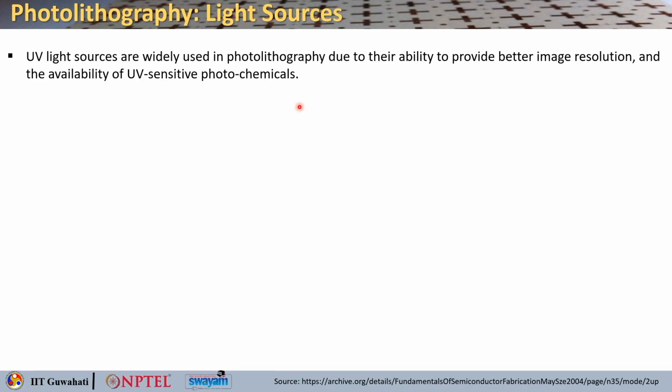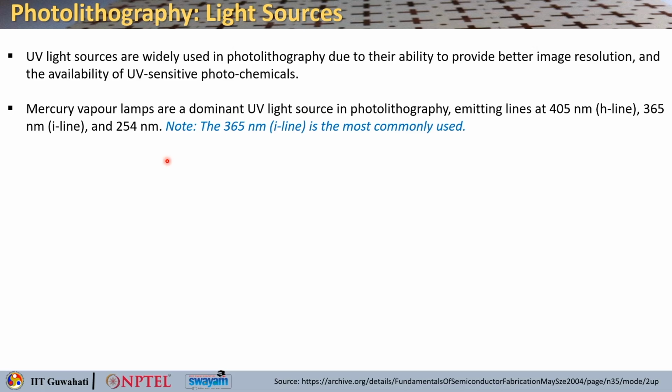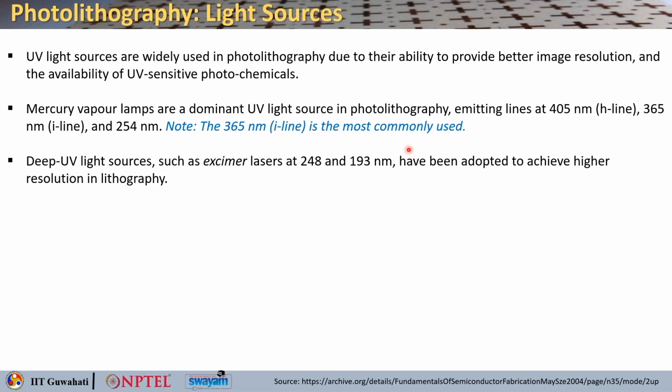In photolithography, you are using light sources, UV light sources. These are the widely used ones in photolithography because of their ability to provide better image resolution and also the availability of UV sensitive photochemicals. Mercury vapor lamps are typically the dominant UV light sources used in photolithography, which emit lines at 405 nanometer or H line, 365 nanometer I line and 254 nanometer. Among these, the 365 nanometer I line is the most commonly used one.